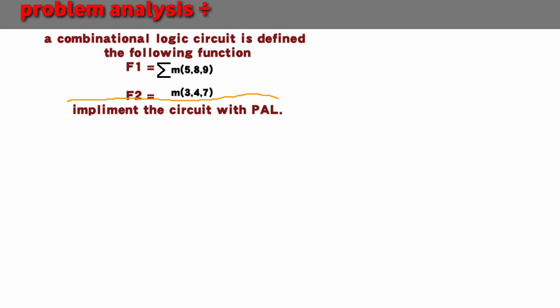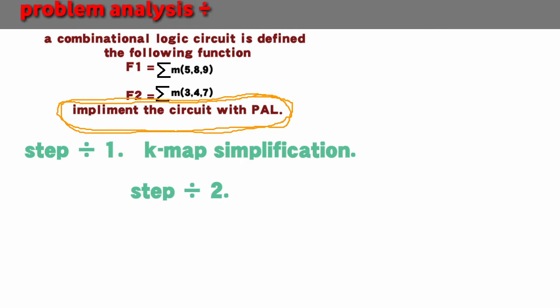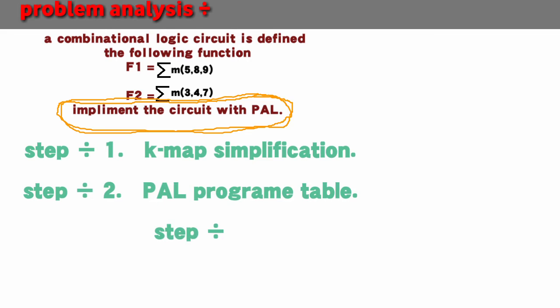Let us see the problem analysis. In the problem, they have given to implement the circuit with PAL. Look at it carefully. To solve the problem, 3 steps are required. Step 1, K-map simplification. Step 2, PAL program table. Step 3, PAL diagram. These 3 steps are required to solve the problem.